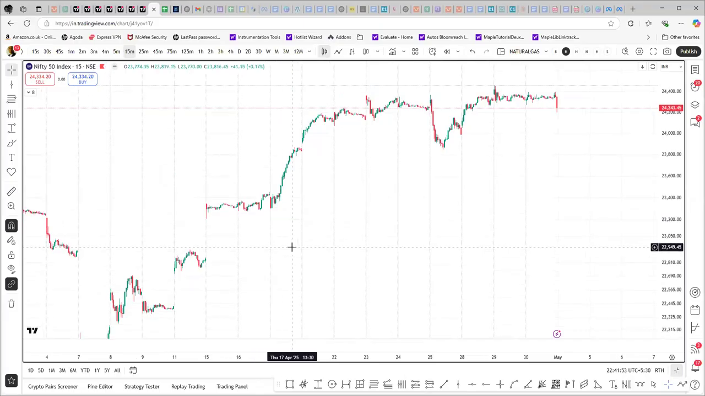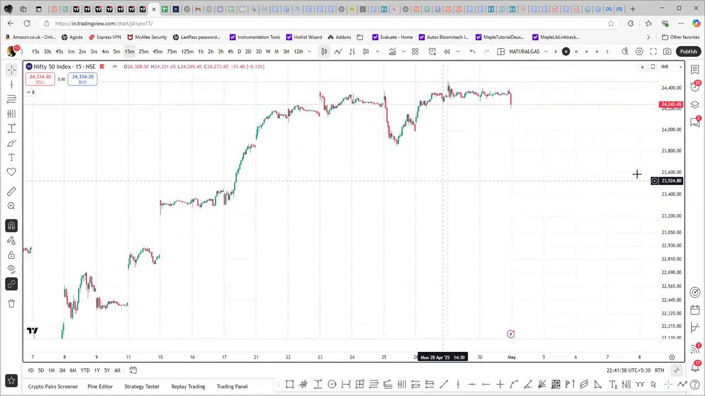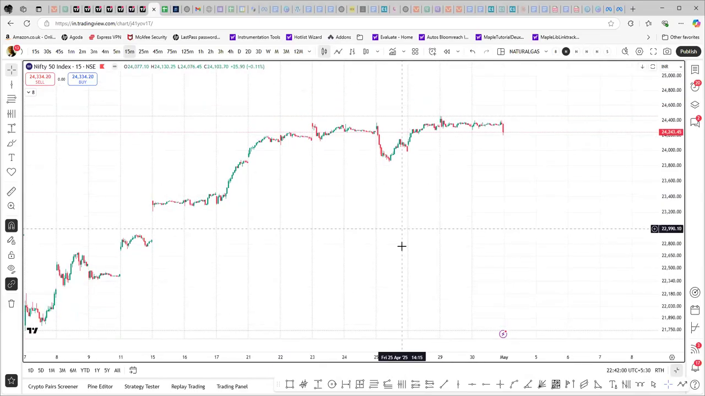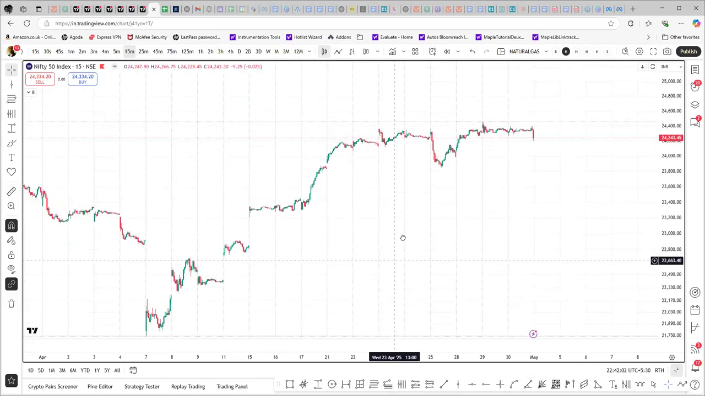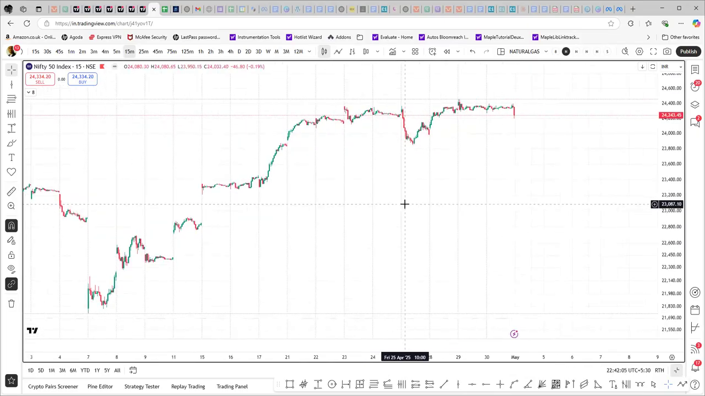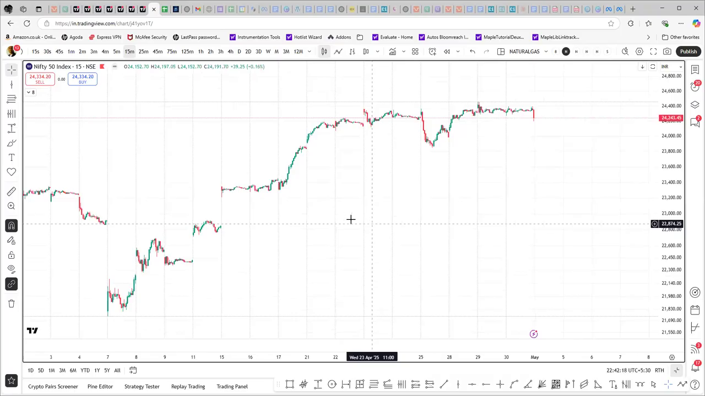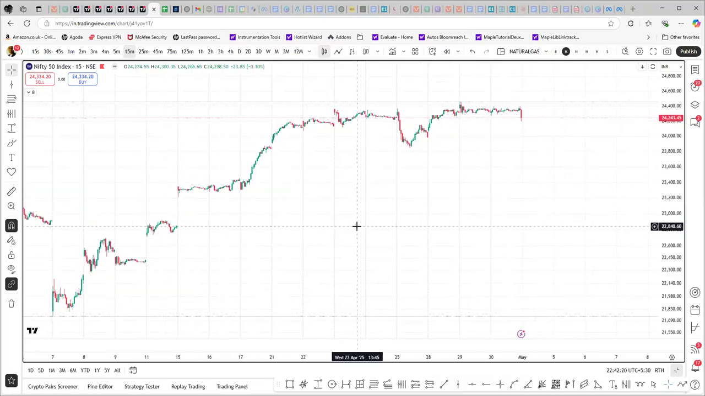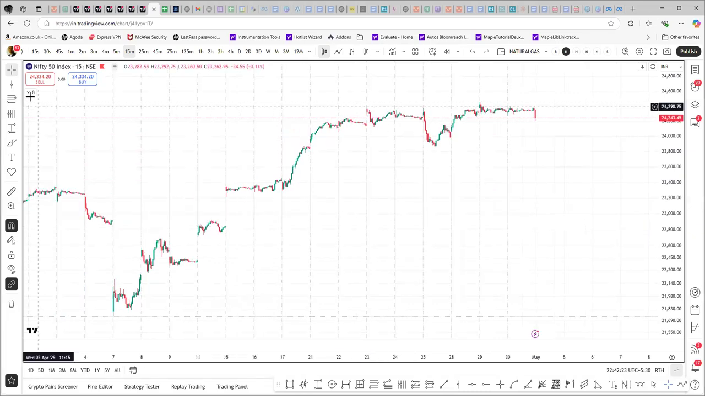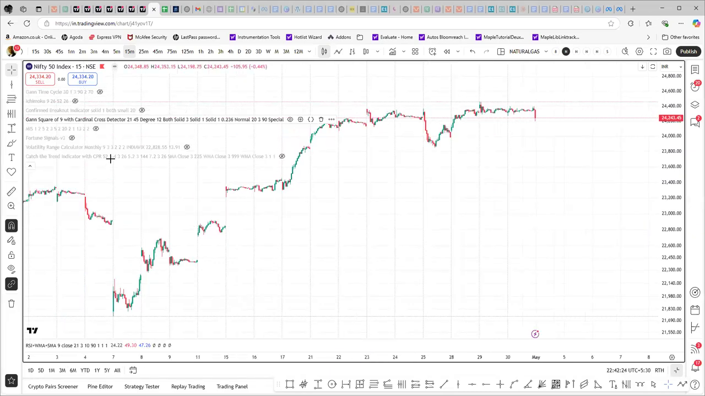Good evening, friends. Today we are doing a quick demo of the Gann Square of 9 tool. Predominantly, I'm going to discuss how you can use it for your swing trading. My favorite time frame for swing trading is 15 minutes, and my favorite index is Nifty. So I'm going to show you how I trade using my Gann Square of 9 on Nifty on the 15-minute time frame. I'm going to add this Gann Square of 9 tool.